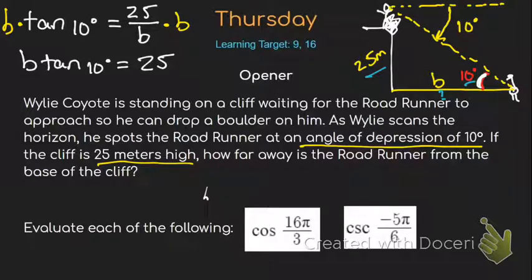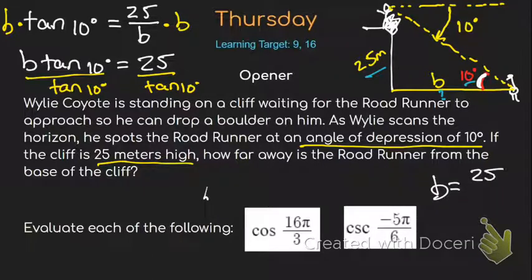And now again, wait, what was I solving for? Oh, that's right, B. So what do I want to get rid of? Tangent. How is tangent connected to B? It's being multiplied. So now I can use division to cancel out that tangent of 10. And I'm going to be left with B equals 25 divided by the tangent of 10 degrees.